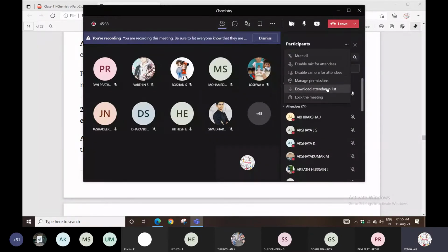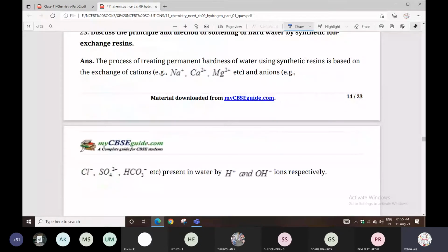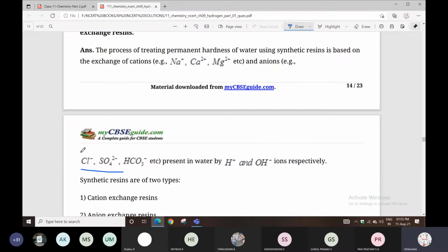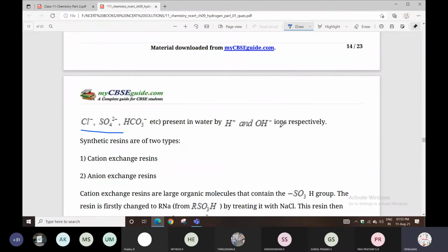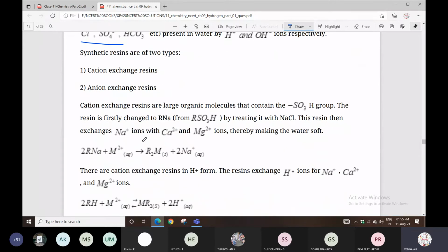So they are using exchange resins. The process of treating permanent hardness of water using synthetic resins is based on the exchange of cations and anions present in water by H plus and OH minus ions respectively. The synthetic resins are classified into two types: one is the cation exchange resin, the next is the anion exchange resin.